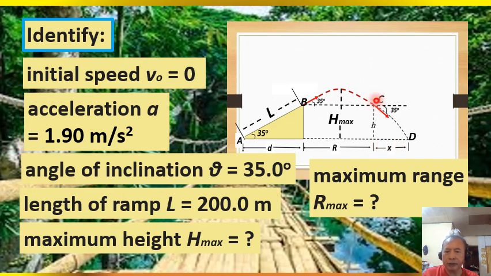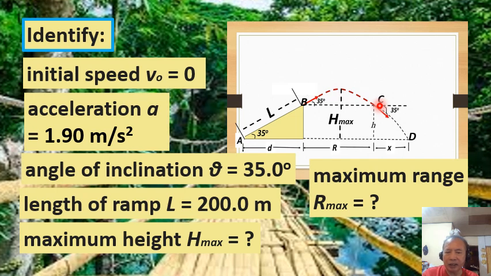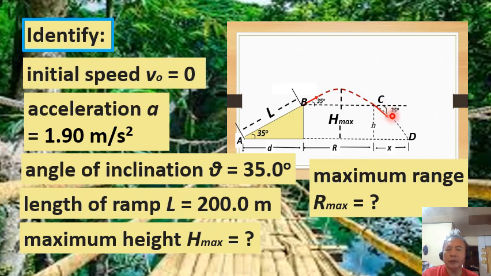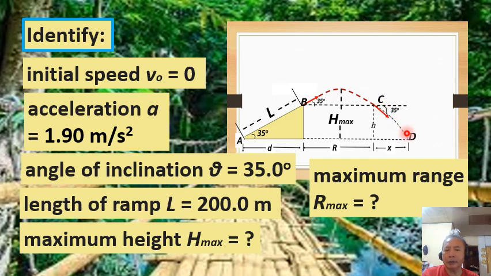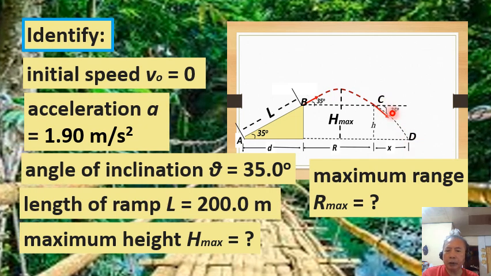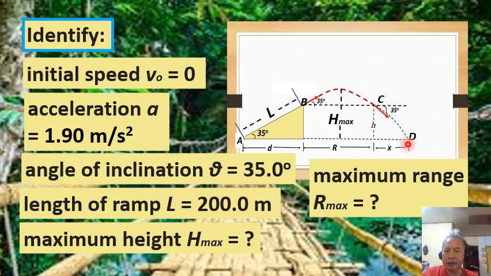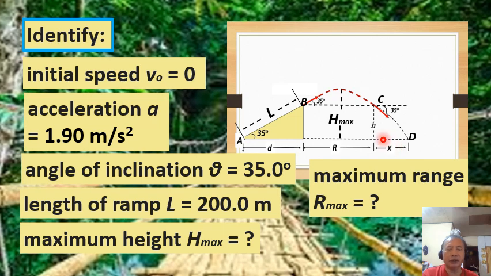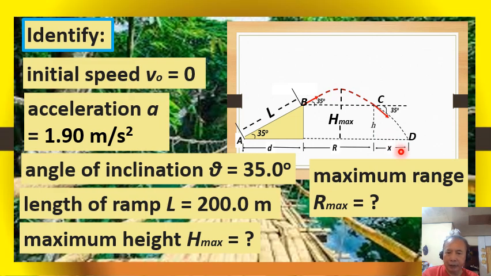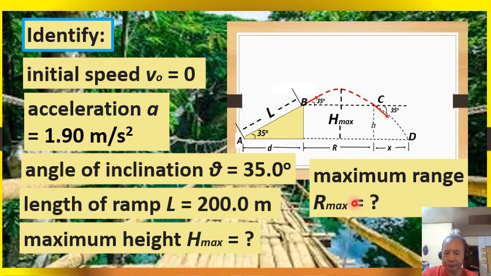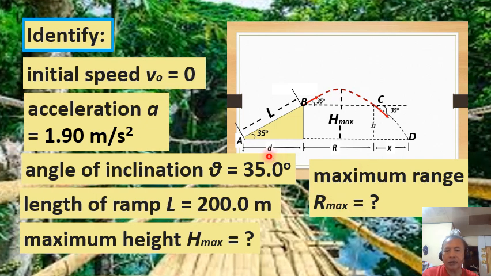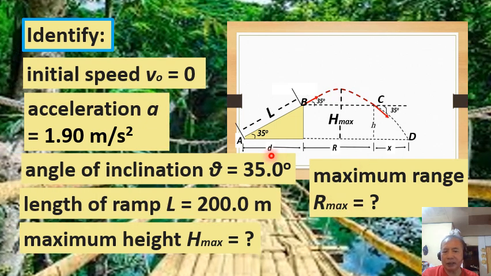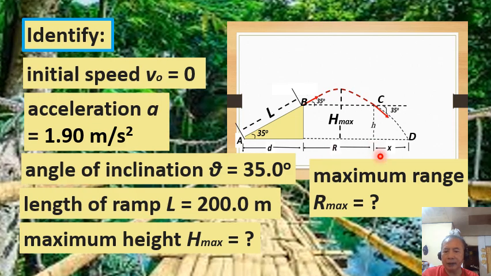So when the rocket reaches point C, it still has to travel downward along this parabolic path. So there is still an additional horizontal distance labeled here as X. So R max is the sum of those distances, D, R, and X.